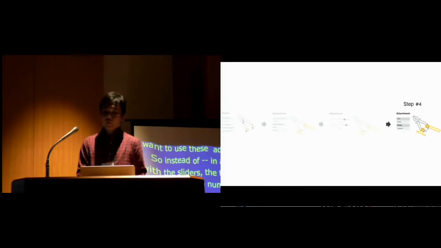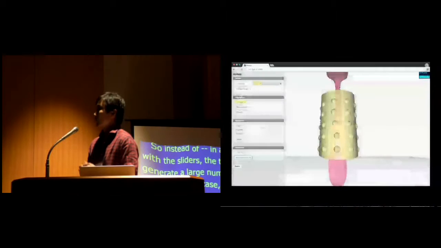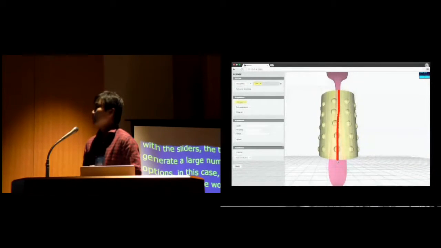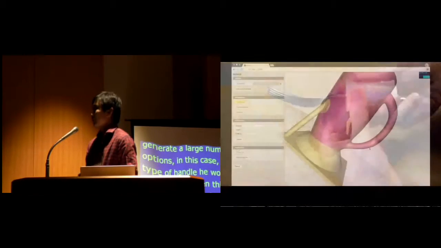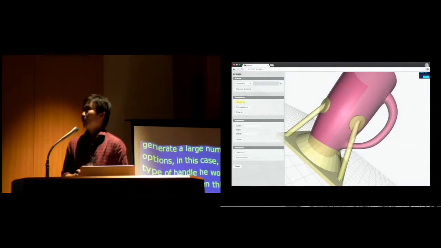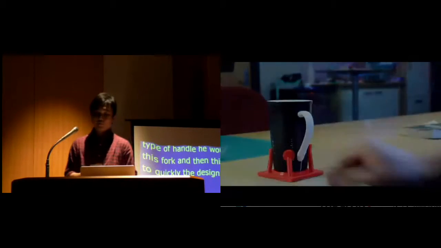As a final step, we want to attach the adaptation to the object. So Reprise provides a very simple toolkit, such as the user can cut this wrapper in half so that it can be installed on the fork, or generating very simple beam structures to better support this mug.